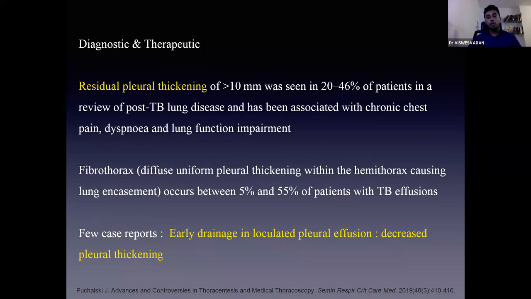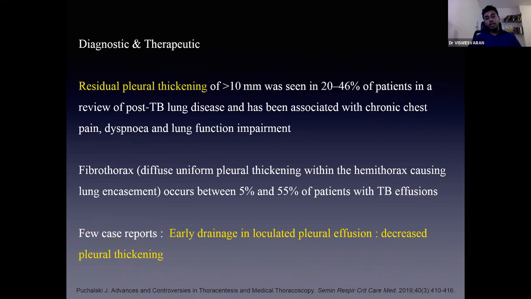And it has been found that a residual pleural thickening of greater than 10 millimeter was seen in 20 to 46% of patients who had a prior TB. And this impaired their quality of life with chronic chest pain, dyspnea, and impairment in the lung function. The other complication of this pleural TB is the fibrothorax.